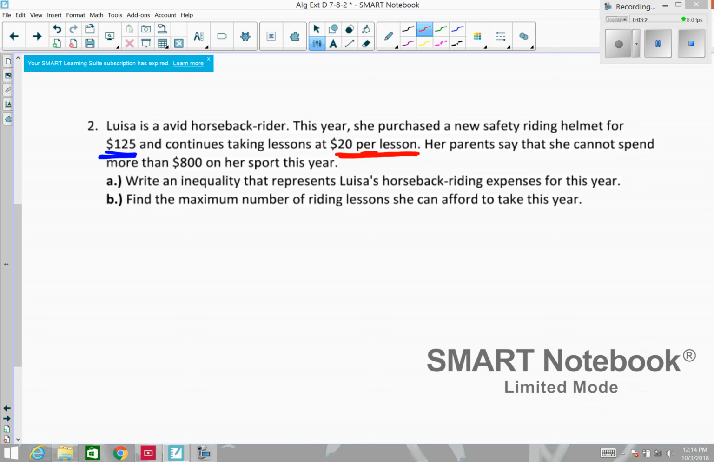So we're going to need to multiply 20 times the number of lessons to get the total amount that she's spending on her lessons. She cannot spend more than $800. So she can spend less than $800 or equal to $800, but she cannot go over $800. So we're first going to write this inequality to represent the horseback riding expenses. And so the expenses, that's the money she's spending. So we're going to start out with $125 for the helmet.